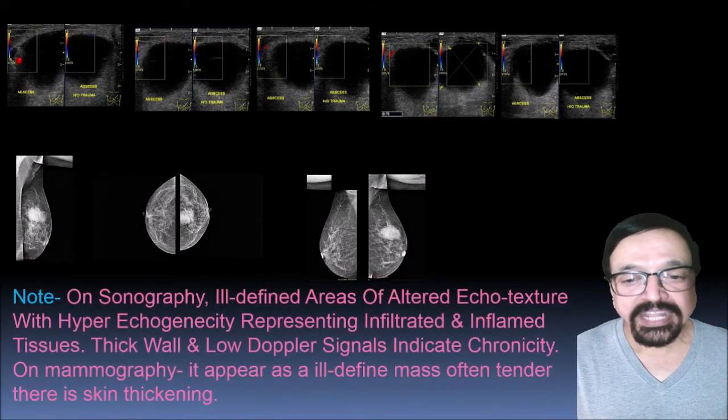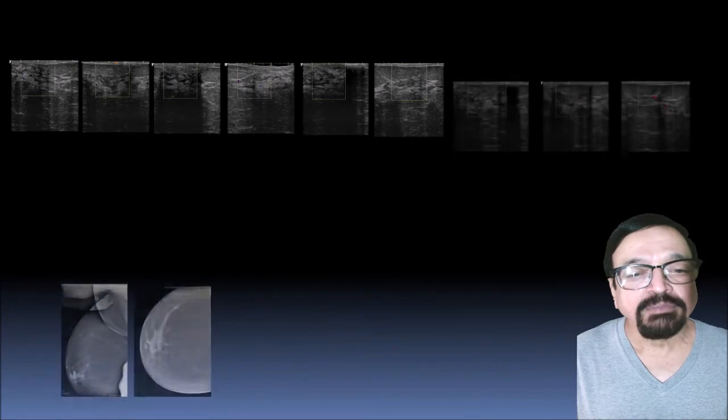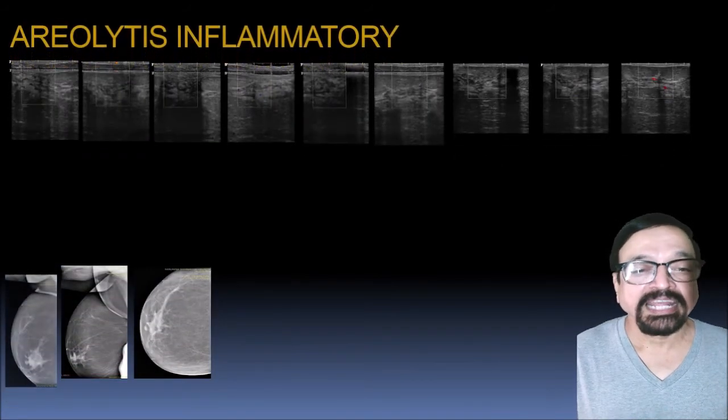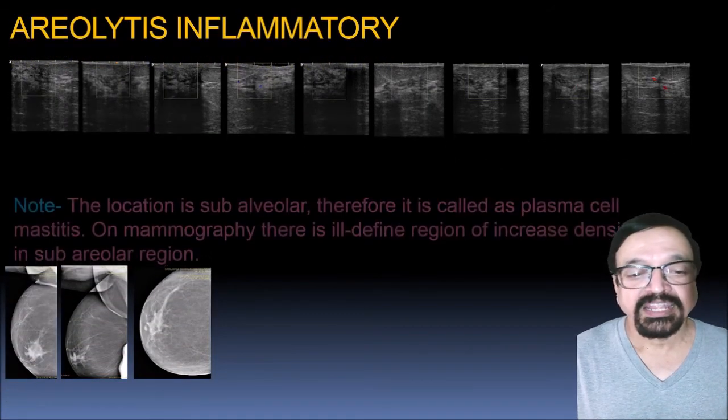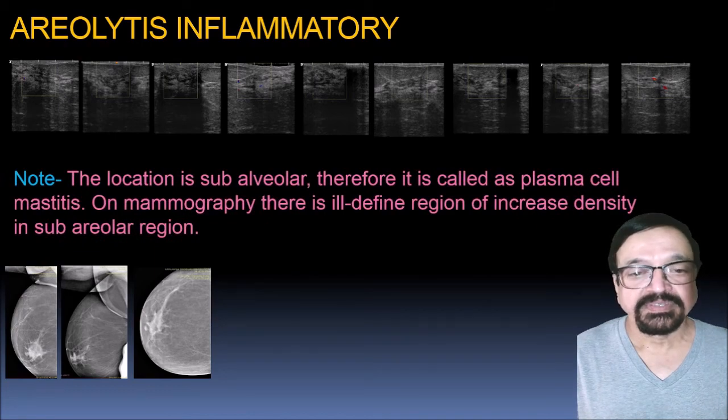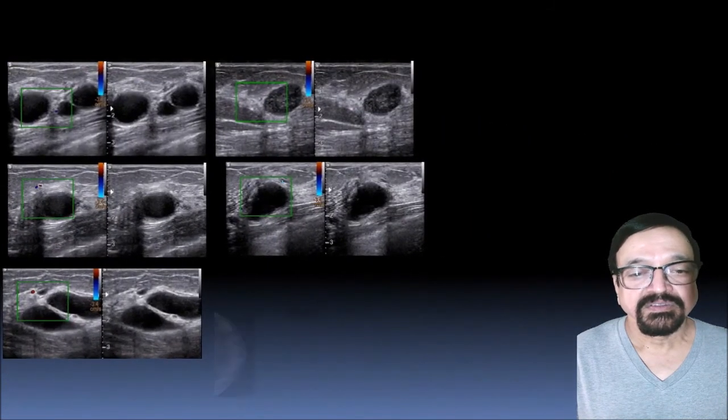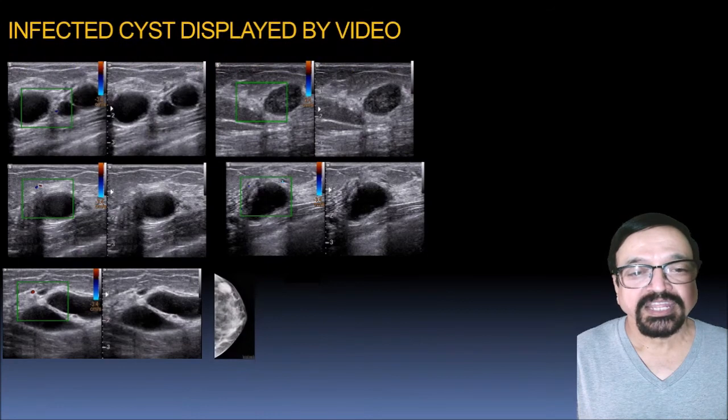Again, if it is chronic, there will be a lot of fibrosis around. Under that condition, they will be very near to malignancy on clinical grounds. So different cases we are showing.